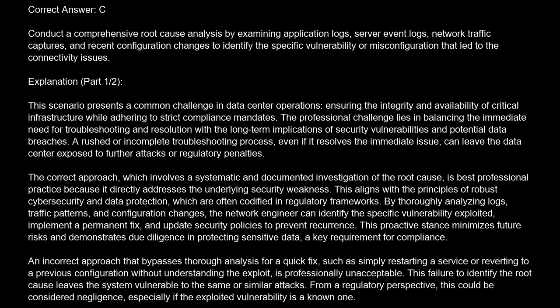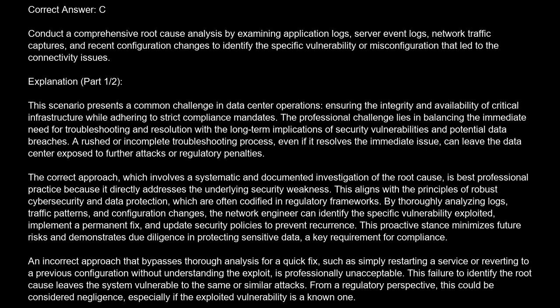Explanation. This scenario presents a common challenge in data center operations, ensuring the integrity and availability of critical infrastructure while adhering to strict compliance mandates. The professional challenge lies in balancing the immediate need for troubleshooting and resolution with the long-term implications of security vulnerabilities and potential data breaches. A rushed or incomplete troubleshooting process, even if it resolves the immediate issue, can leave the data center exposed to further attacks or regulatory penalties.